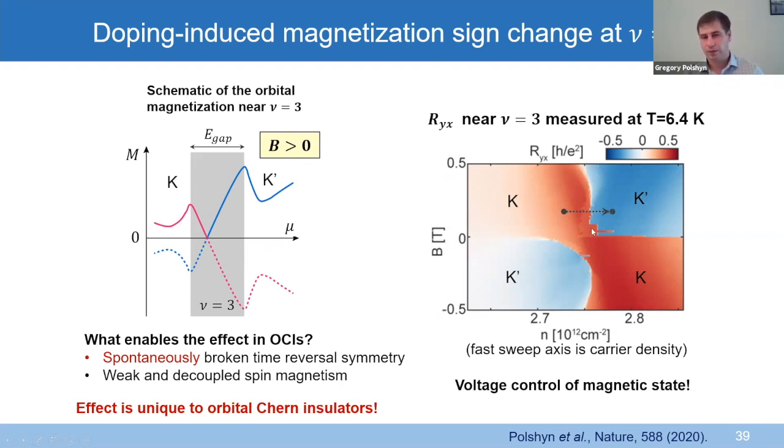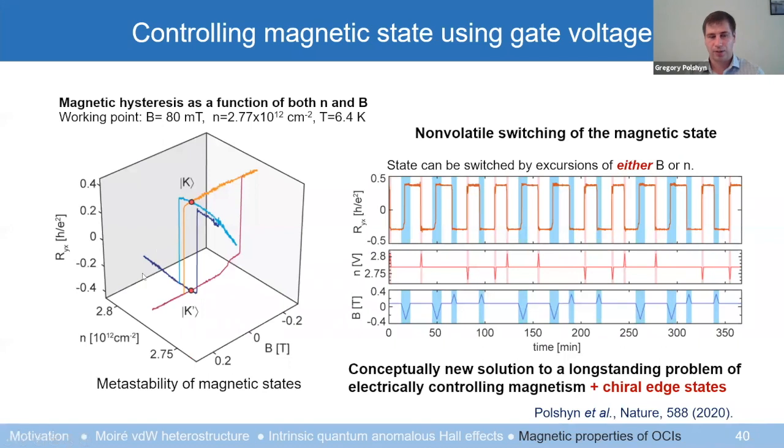However, we found something even more exciting, namely that these states can actually be strongly metastable. This metastability arises likely from the fact that there are no states with intermediate valley polarization. So we found that there is a hysteresis.